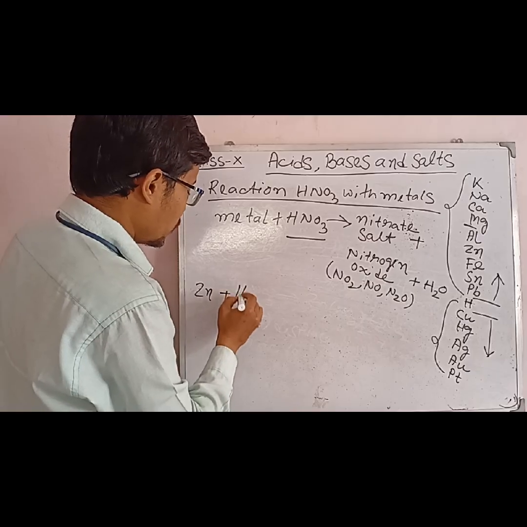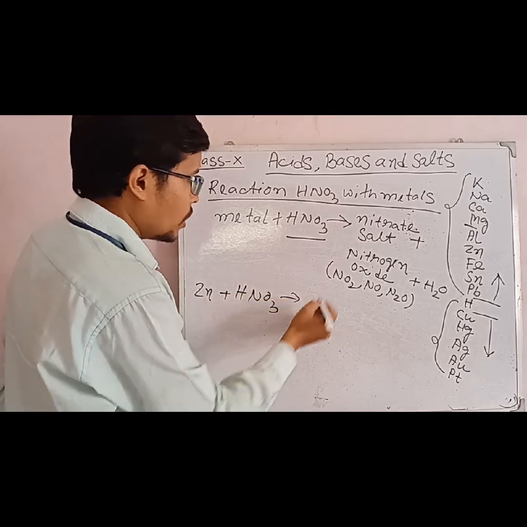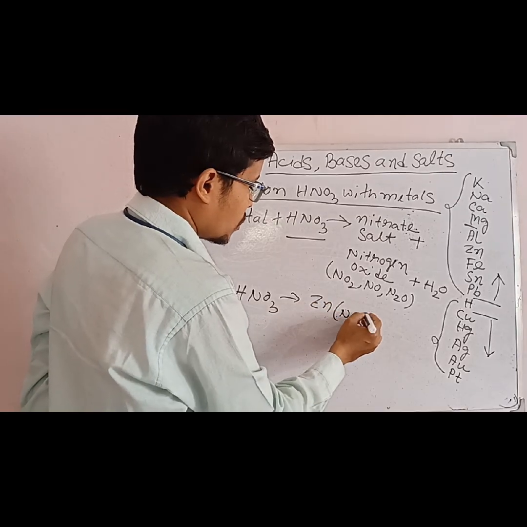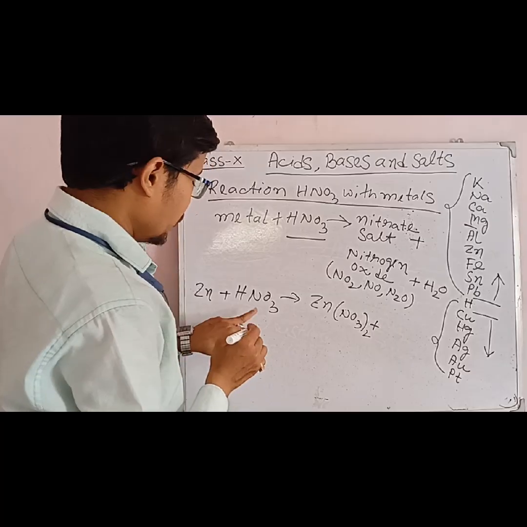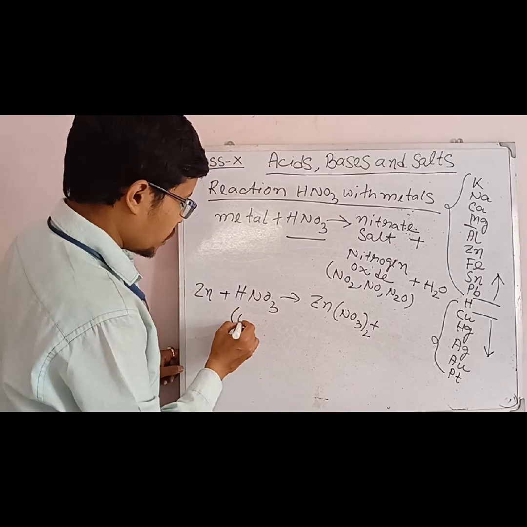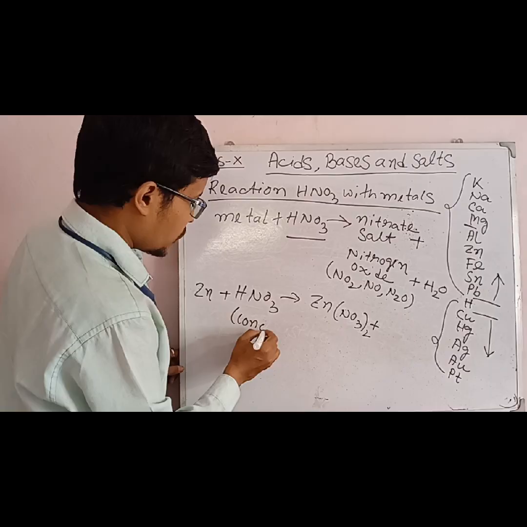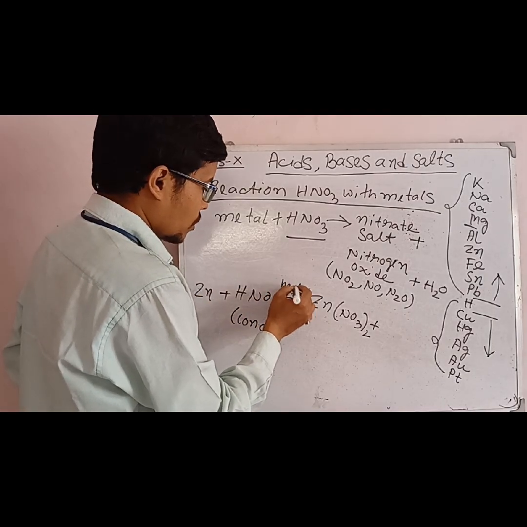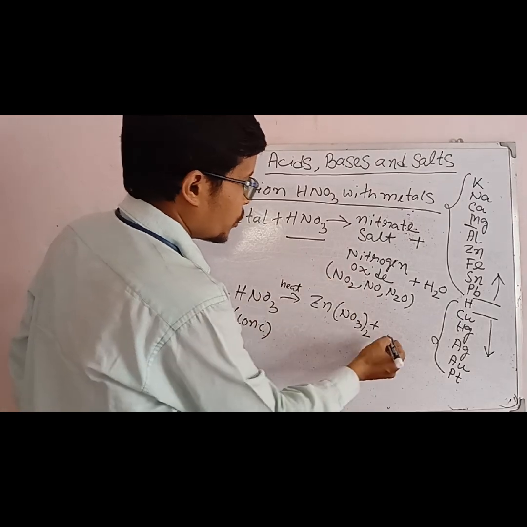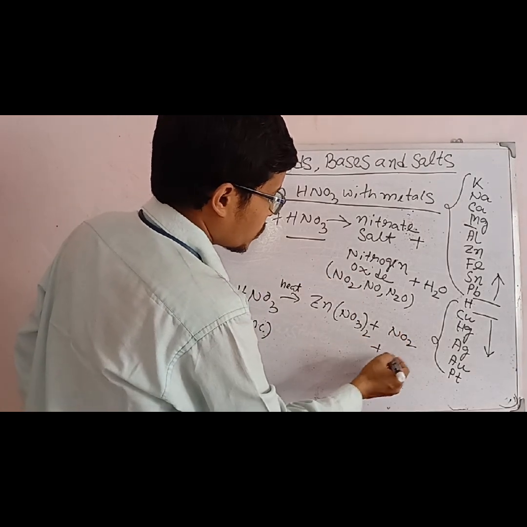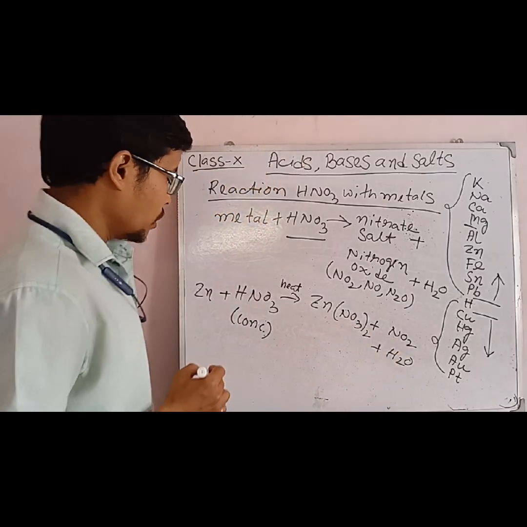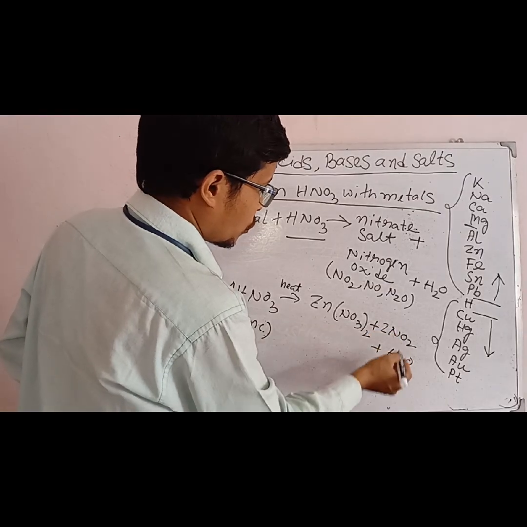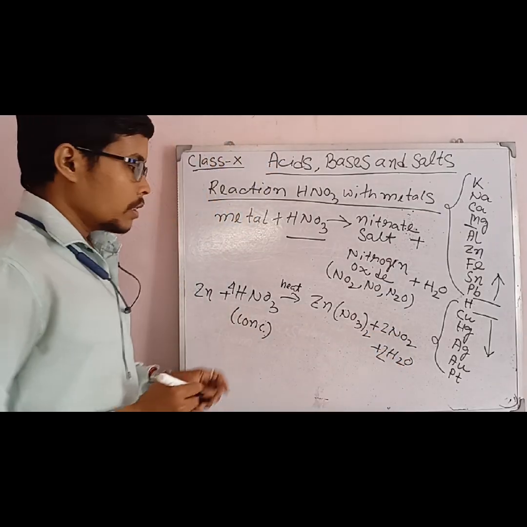If we take just one example, like the metal zinc plus HNO3, then the salt is zinc nitrate, Zn(NO3)2, depending on the concentration. If we take concentrated and hot HNO3, then NO2 will be produced, plus water. If we balance it, there is 4 and that is 2 and that is 2. So these are the common reactions.